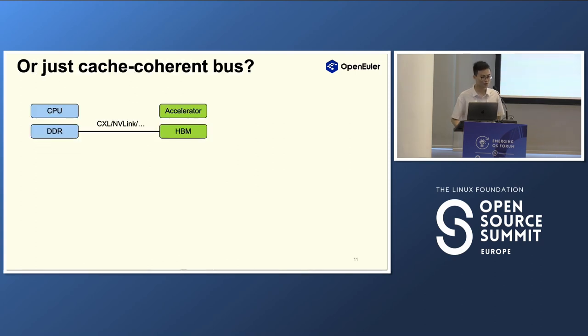And the second question would be, why not just use a cache coherent bus between the CPU and the accelerator? For example, we have CXL, which supports cache coherent accesses between the CPU and accelerators. And we also have NVLink. As you know, it supports C2C connection between the GPU and CPU.